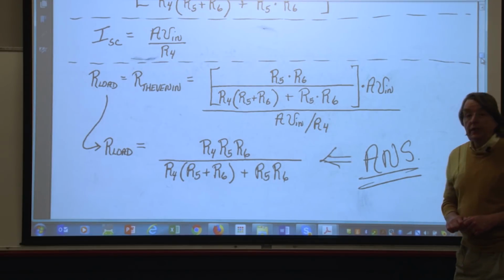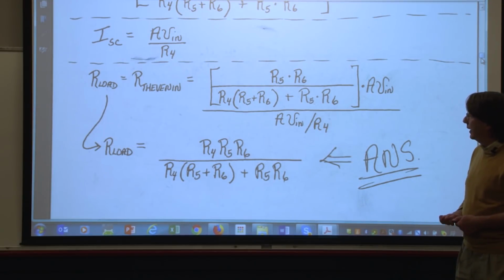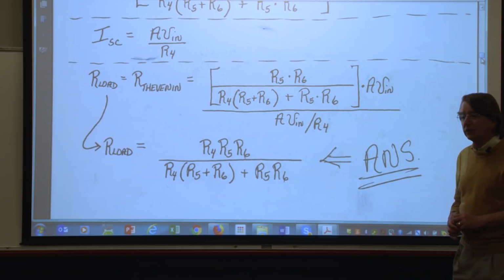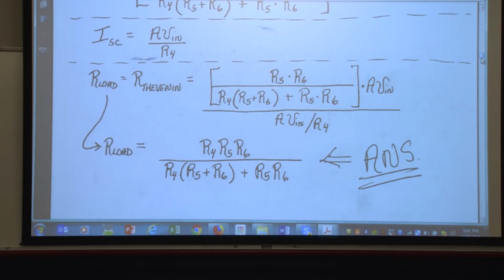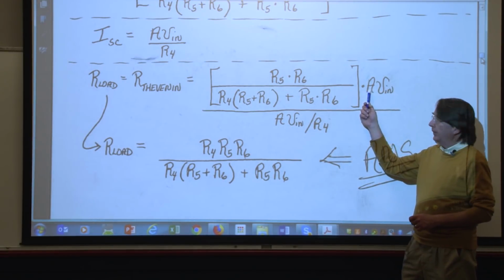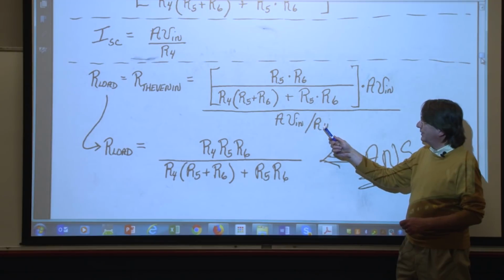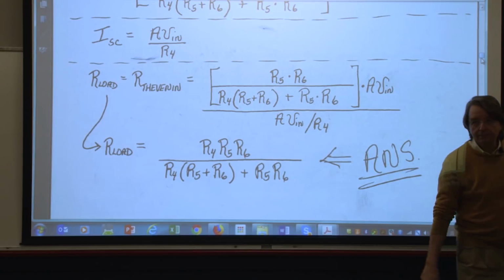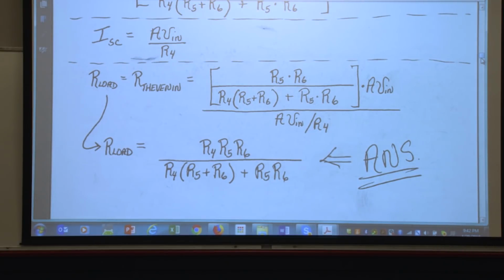So I say R load equals R Thevenin, and that becomes V open circuit divided by I short circuit. A little bit of algebra, and we got the result here. Now, Parker, in a case like this, you should at least cancel out the AV-ins. And if you left it like this, in fact, it's very easy to do this, right? You just bring up R4. There's really no algebra here at all. All right. Are we good? That's part C.